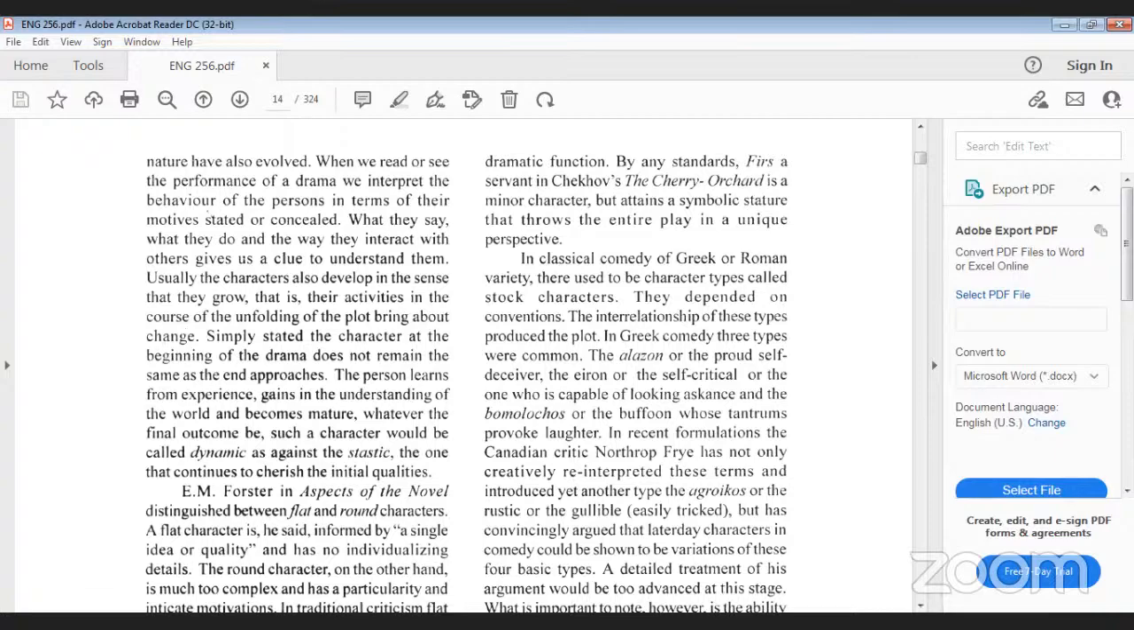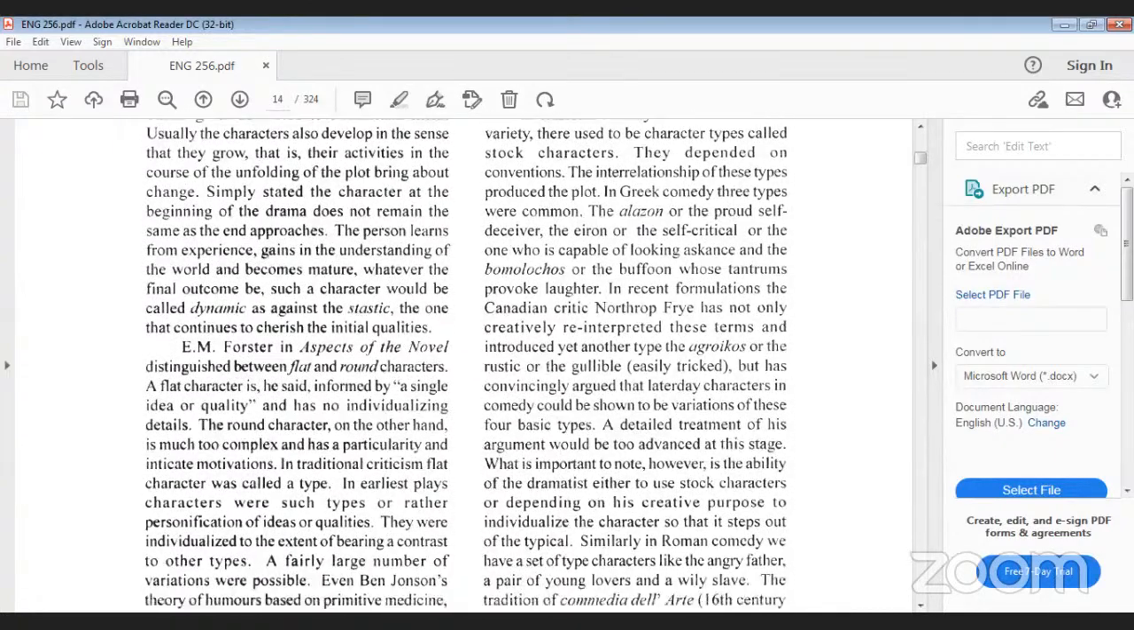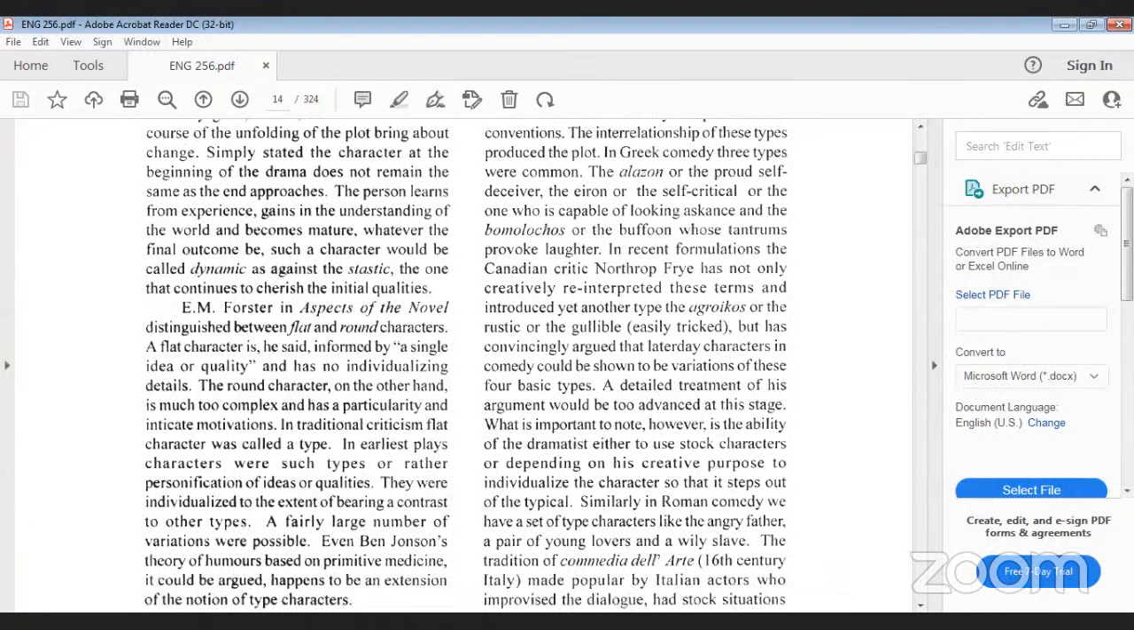E.M. Forster, in Aspects of the Novel, distinguishes between flat and round characters. A flat character is formed by a single idea or quality and has no individualizing details. The round character, on the other hand, is much more complex and has a particularly intricate motivation. In traditional criticism, a flat character was called a type. The earliest play characters were such types, rather personifications of ideas or qualities.